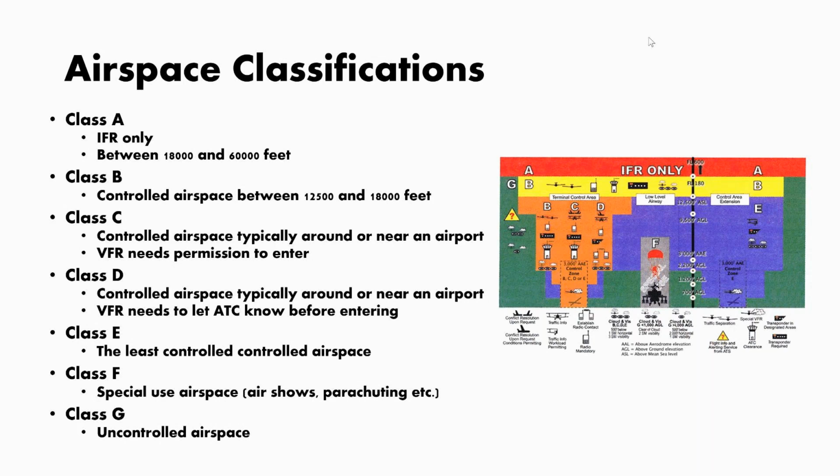So you need permission to enter. So Class A and B are only at altitude, so 12,500 to 18,000 and 18,000 to 60,000.